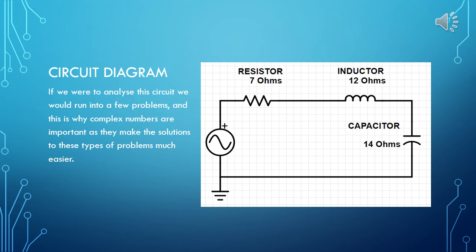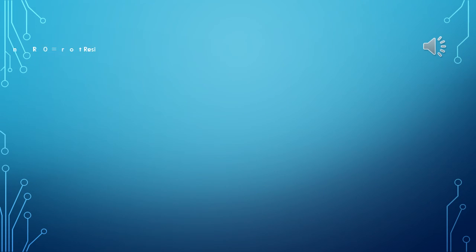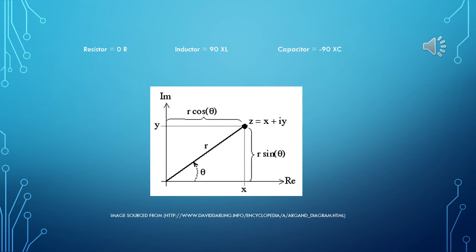By using complex numbers, we are able to obtain the total impedance, voltage drops, and total current of the circuit. The angles associated with resistance, capacitance, and inductive reactance on the complex plane diagram are shown below. Resistors have an angle of 0 degrees, inductors have an angle of positive 90 degrees, and capacitive loads have an angle of negative 90 degrees.